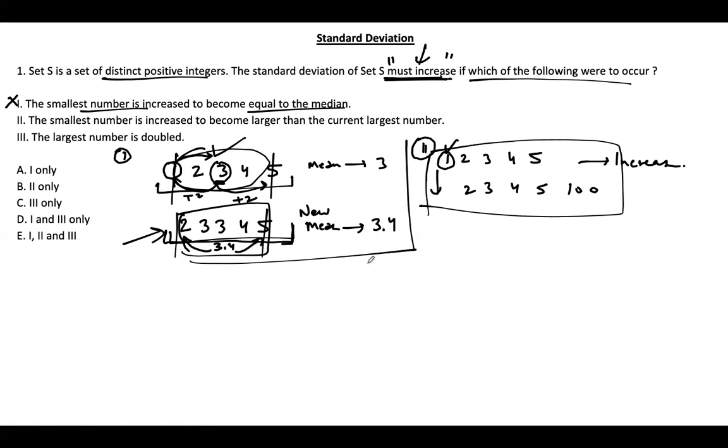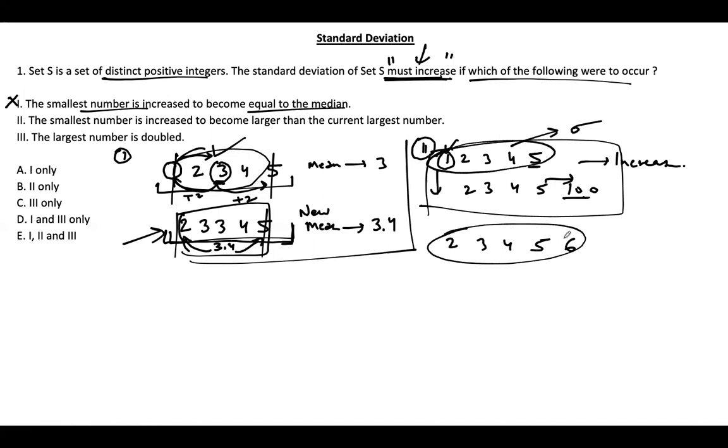Because the value could be 6 also. See, I have increased this a lot. But what if I have just increased this value to be such that it's just greater than 5? For example, 2, 3, 4, 5, and this value has been increased by 5 to give 6. Okay, just breathe. If the standard deviation of this set is sigma, what is the standard deviation of this set?